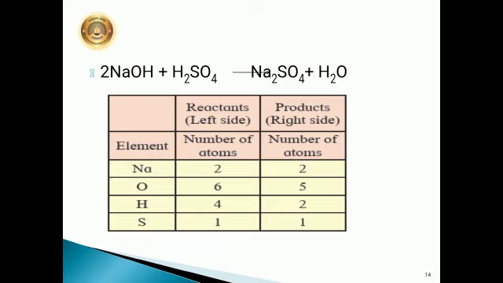Now here, students, you have to know the correct molecular formula. Like you know, for sodium hydroxide the molecular formula is NaOH. Sulfuric acid, the molecular formula is H2SO4. Sodium sulfate, the molecular formula is Na2SO4 and water it is H2O. So when the products are being formed you have to know the correct molecular formula. Then it becomes very easy for you to balance the equation.